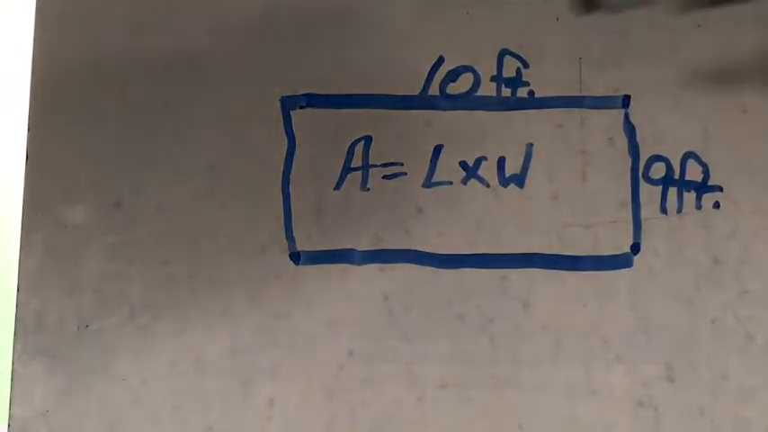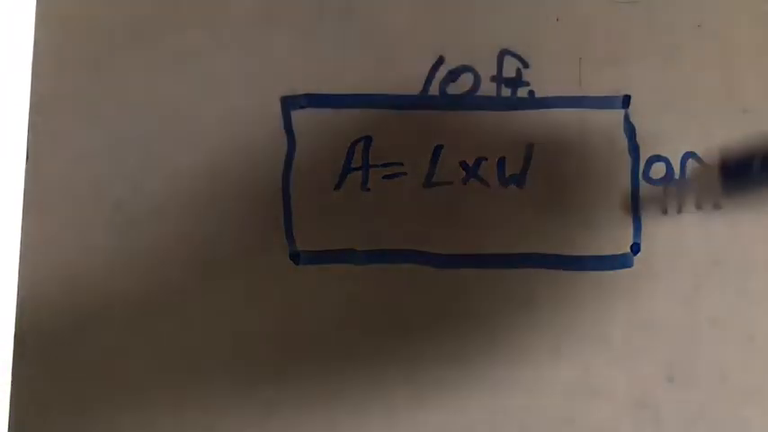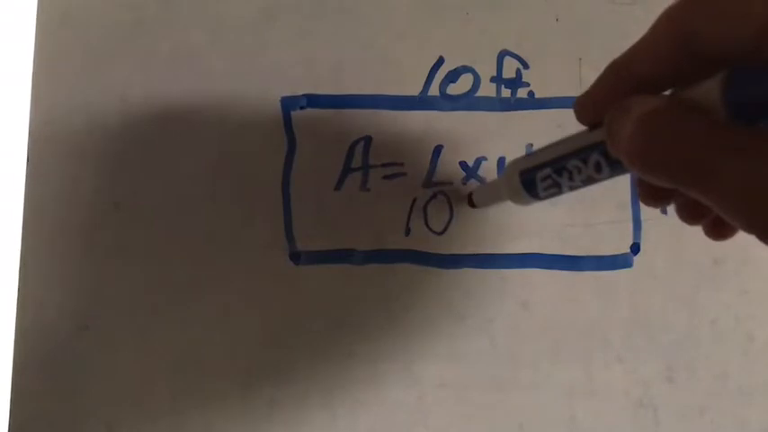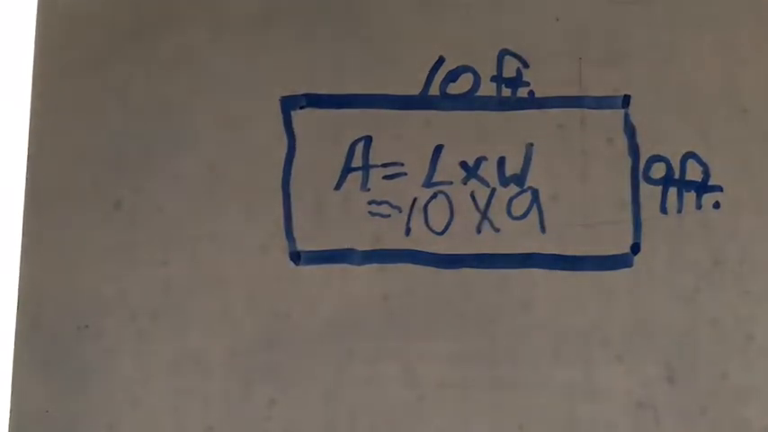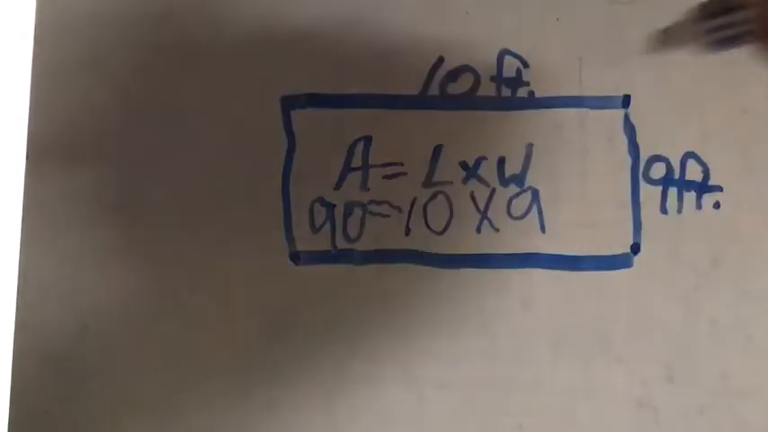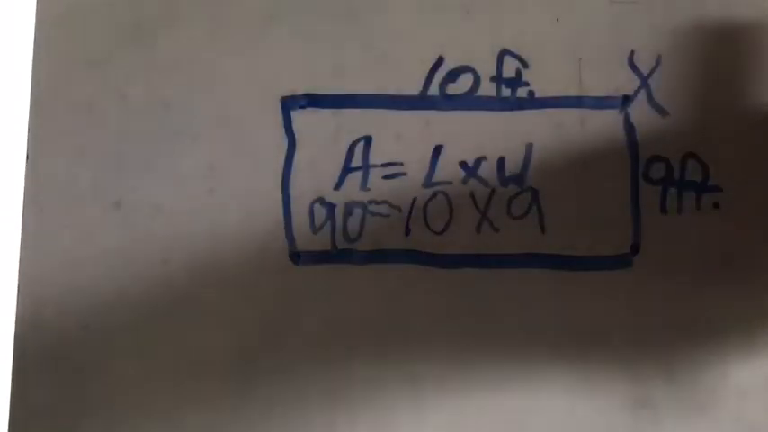All right, so I have drawn my sandbox. It's a box, a rectangle. It's 10 by 9. My length is 10. My width is 9. So now I can multiply 10 times 9. I can count by tens 9 times. 10, 20, 30, 40, 50, 60, 70, 80, 90. So the area there would be 90. So 10 times 9 equals 90. That's the area of our sandbox, or the area of that rectangle.